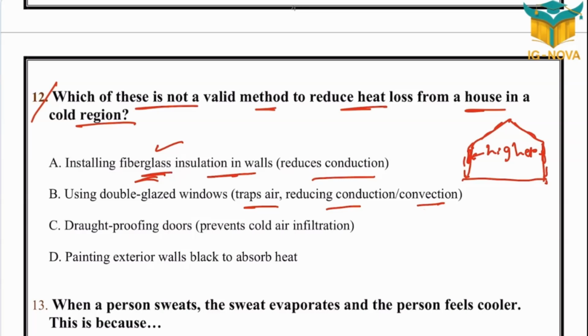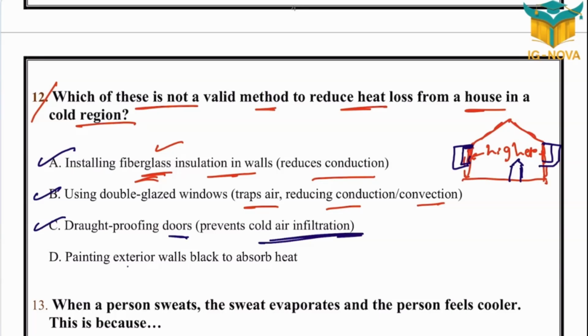It actually happens in most cold regions that windows have double glass. Why? To prevent heat loss by radiation. So A will work, B will work. For C, draught-proofing doors prevents cold air infiltration, to prevent cold air from entering the home, which will work properly. So C will work also.